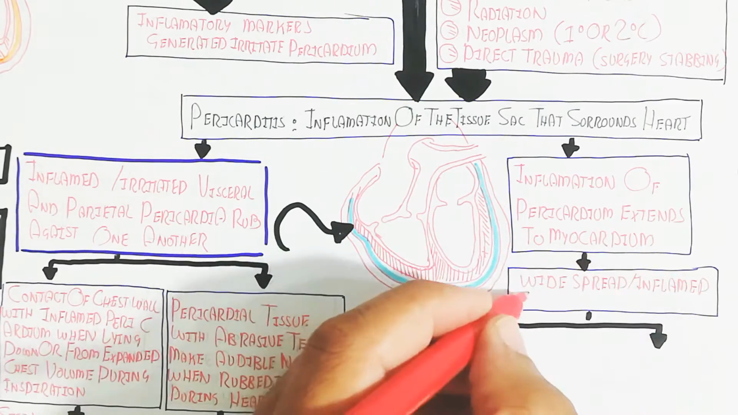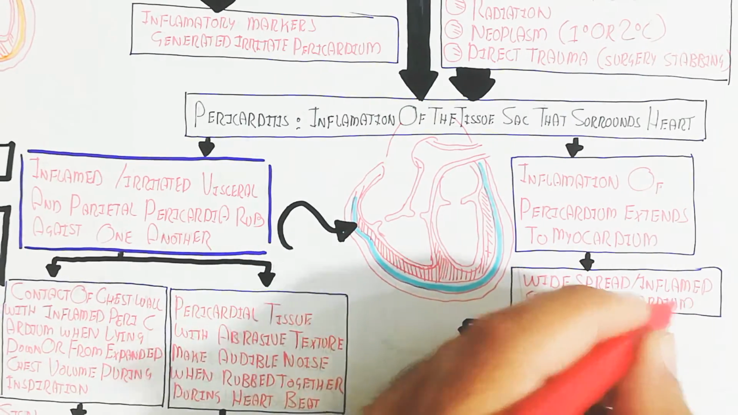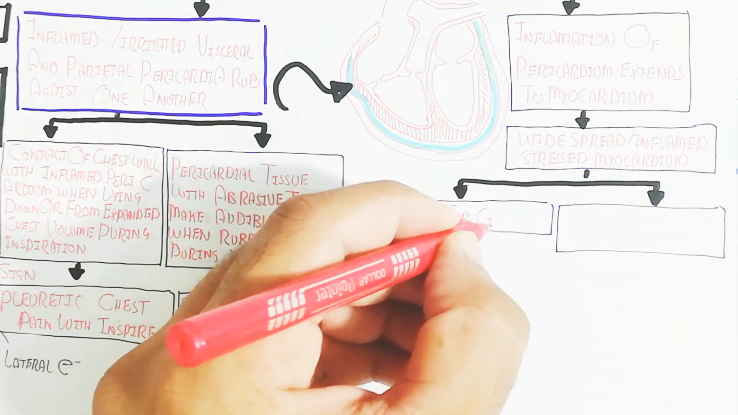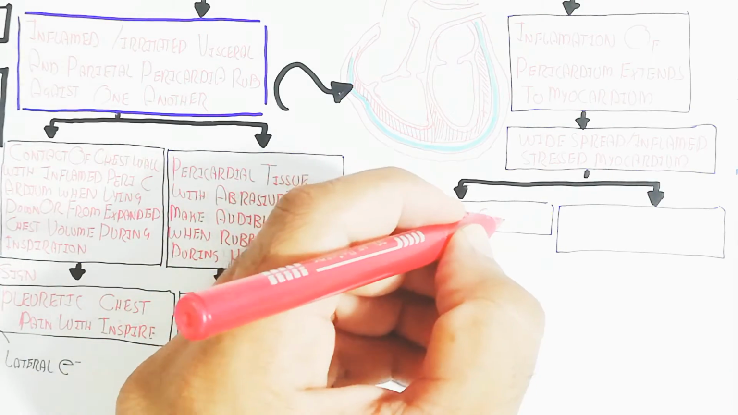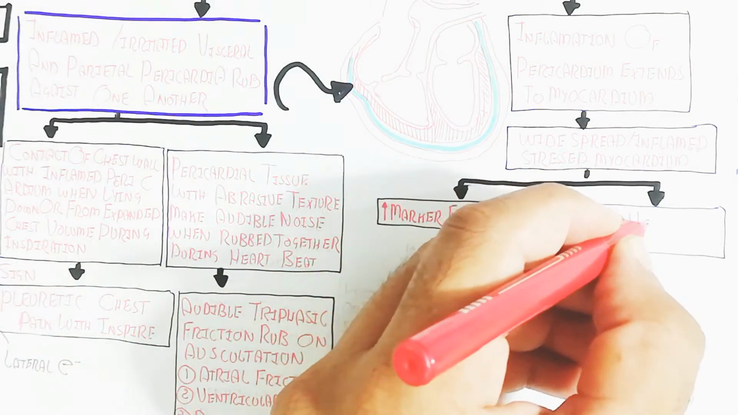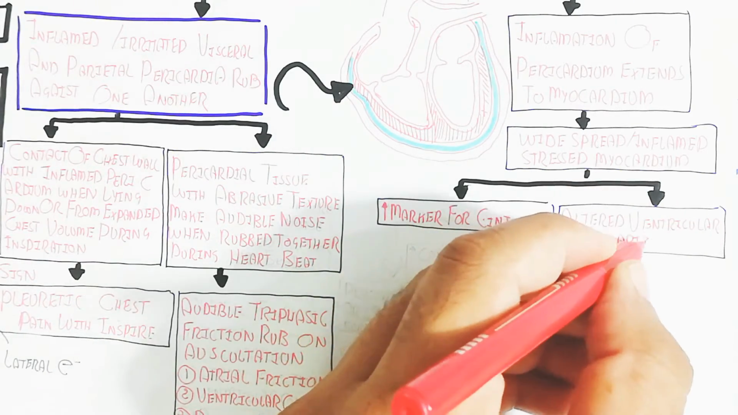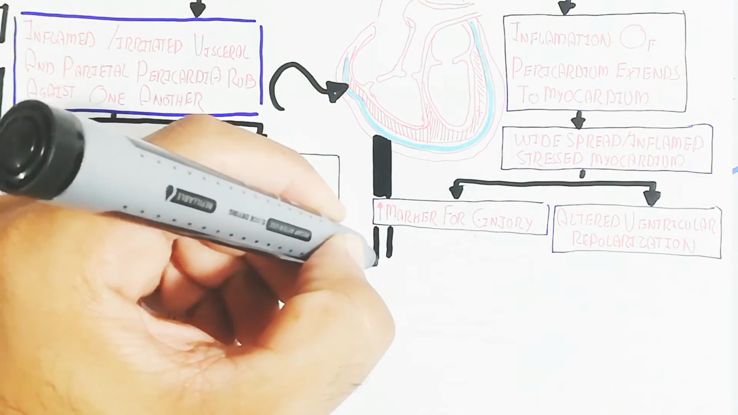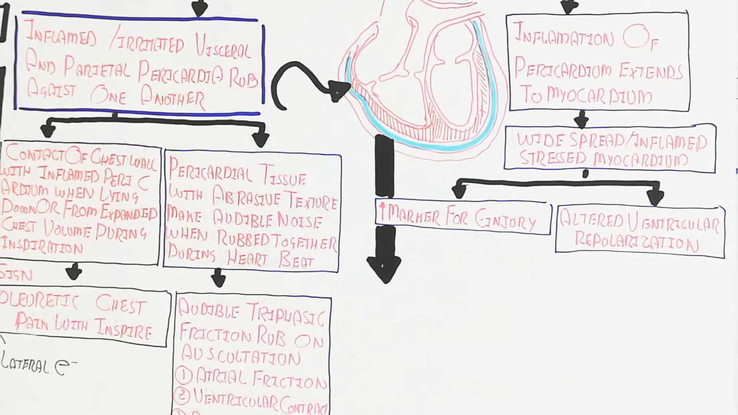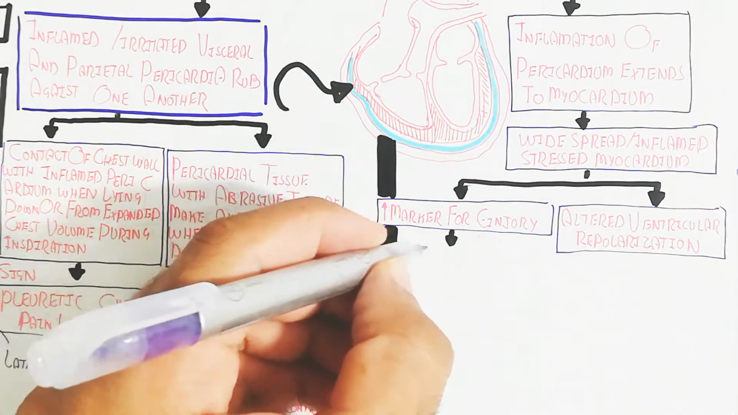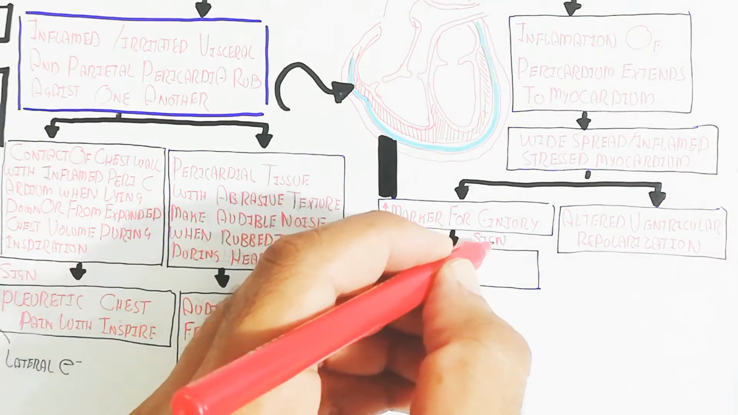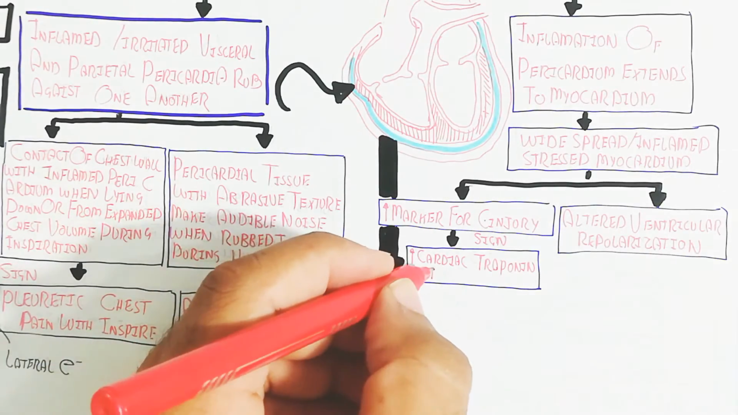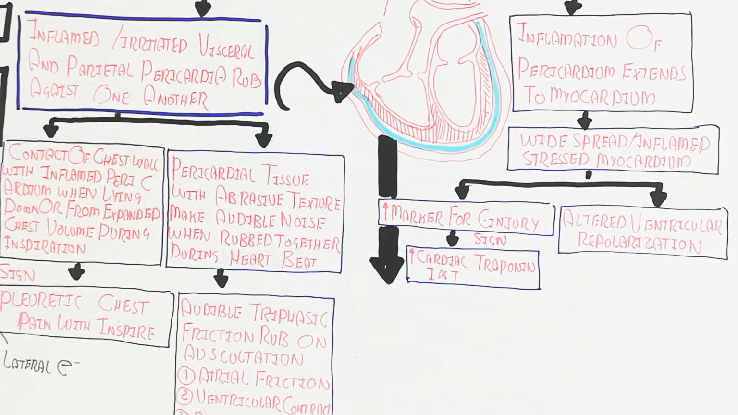So the inflammation of the pericardium extends to the myocardium also, leading to widespread inflammation and stress of the myocardium. This may increase the markers for cardiac injury and alter ventricular repolarization. Alteration of ventricular repolarization disrupts the diastolic phase and increases cardiac troponin I and T.